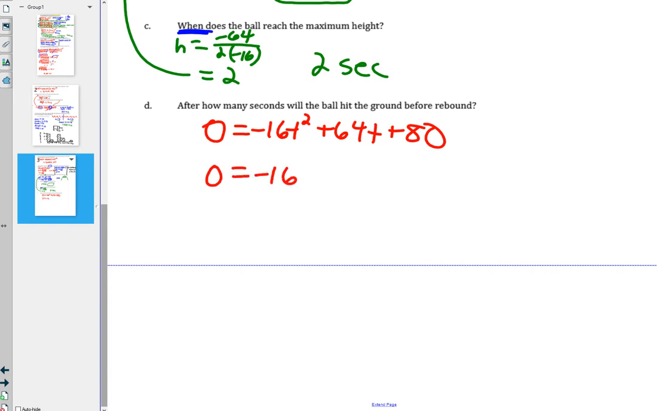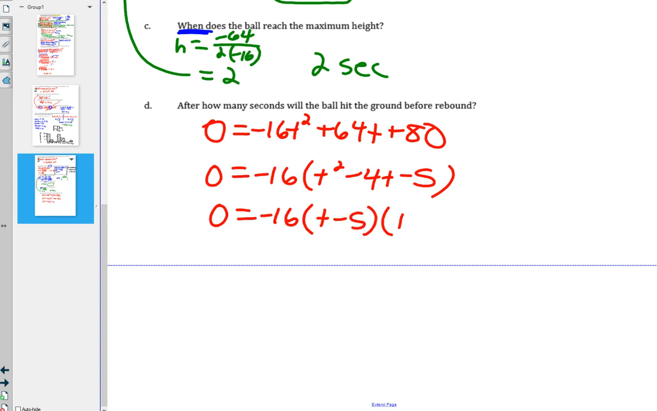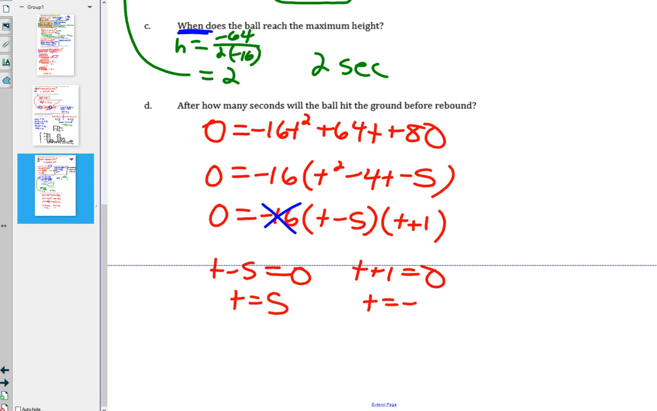They all have a negative, so this would become t squared minus 4t minus 5. Can you think of two numbers that multiply to give you -5 and add up to -4? -5 and 1, so -16, t minus 5, t plus 1. When you use the zero product property, you can ignore the -16, it makes no difference. But t minus 5 equals 0, and t plus 1 equals 0. So we get that the time is 5 seconds, and the time is -1 second.